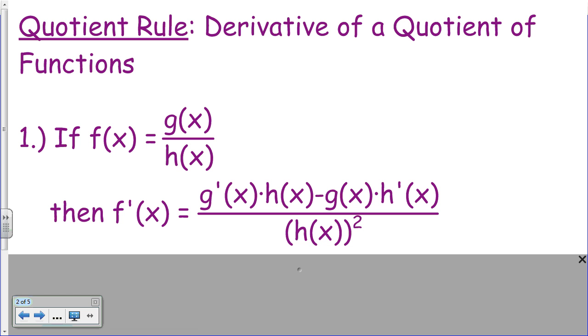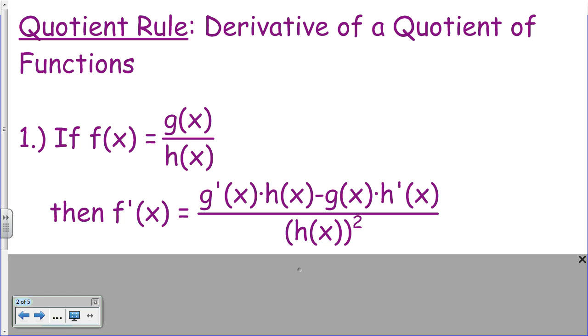There's a couple ways that we can write this. We'll take a look at this first way, writing the derivative of a quotient using function notation. It says if f of x is equal to g of x over h of x, so there you can see we have a quotient of two functions, g and h. Then f prime of x is equal to g prime of x, that's the derivative of the top, times h of x, that's the bottom, minus g of x, that's the top, times h prime of x, that's the derivative of the bottom, and that's all divided by the quantity h of x squared.